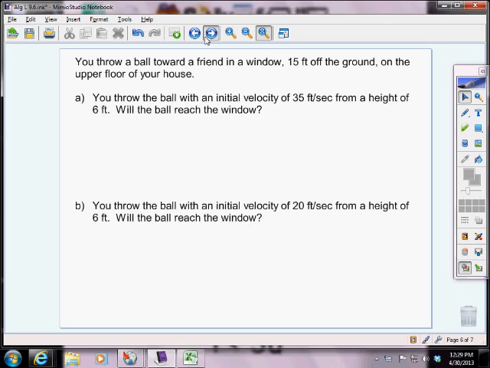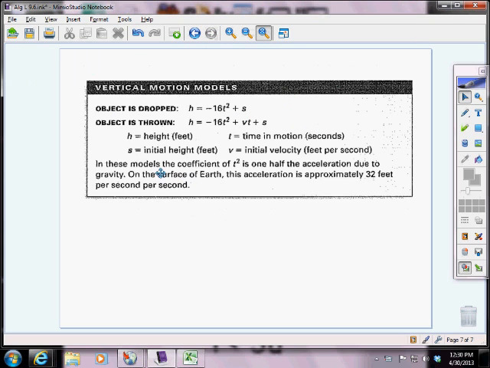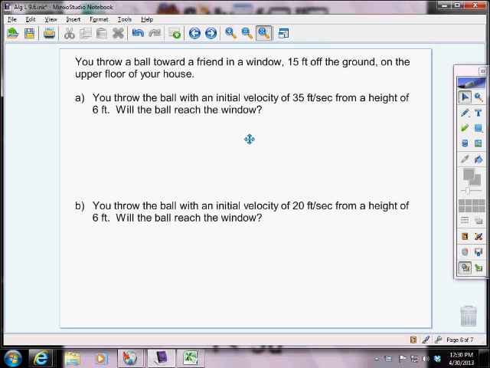For a problem like this, we need to remember our vertical motion models. If we're dropping an object, then we have h equals negative 16t squared plus s, where s is our initial height. But if we're throwing it, we're going to use this one here. Height equals negative 16 times t squared, t is our time, plus our initial velocity times time, plus the initial height. Okay, so for the first one here, let's use that formula. Actually, we're going to use it for both, so I'll just write it up here.